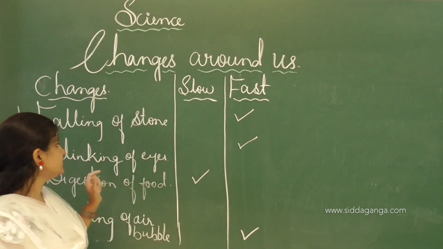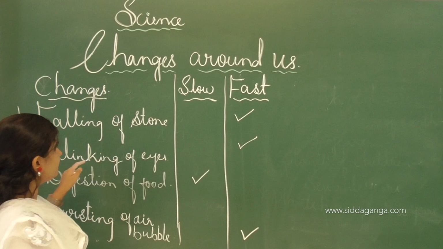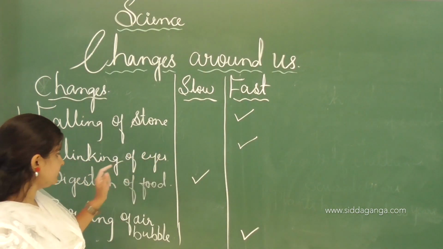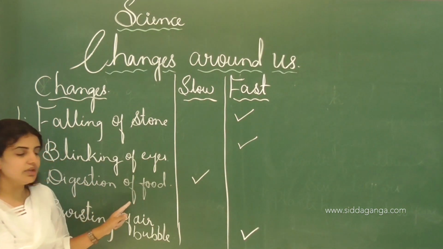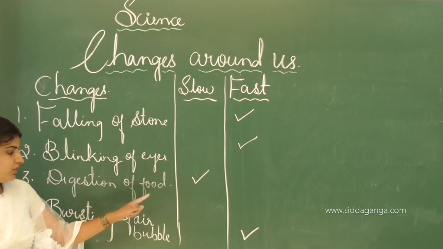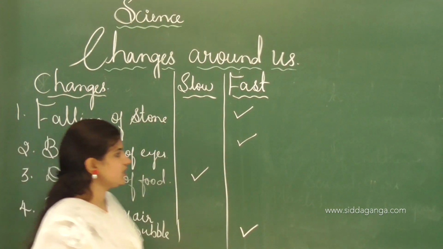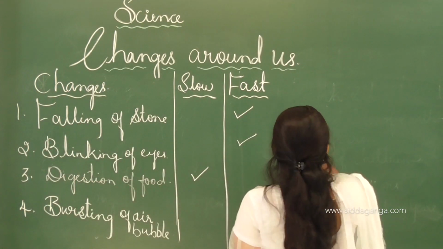See the changes, these changes in which some of them are slow changes and some of them are fast changes. Falling of the stone is a fast change, blinking of the eye is a fast change, and the digestion of food in our body is a slow process, and the bursting of the air bubble is a fast change. And some more examples are there.